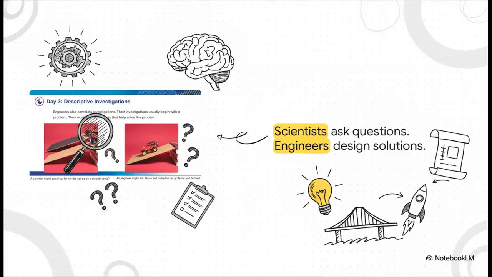This concept right here is one of the biggest shifts in the unit, contrasting scientists with engineers. Scientists investigate to answer questions like, how far will the car go on a smooth ramp? Engineers, on the other hand, investigate to solve a problem, like, how can I make this car go faster and farther? It's a subtle but really crucial difference.